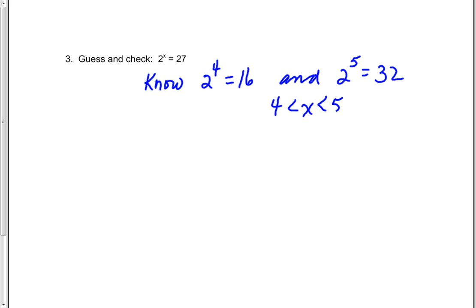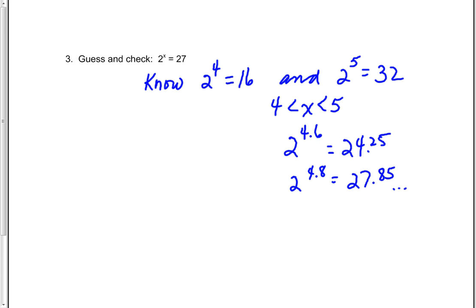The third method for today is to guess and check. Have a calculator handy. If I know that 2 to the power of 4, 2 times 2 times 2 times 2, is 16, and 2 to the power of 5 is 32, then I know my answer lies somewhere between 4 and 5. I think it lies a little closer to 5 than to 4. So let's try 2 to the 4.6 and see what we get. 24.25. So I need a little bigger. 2 to the 4.8 equals 27.85, a little too big. And so on. We would refine our search to get the proper answer.